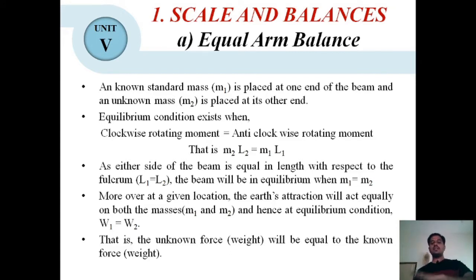In order to make this beam in equilibrium, the pointer which we have attached at the fulcrum must show the value of 0. That means it has to be exactly in a vertical direction. Then only the beam is said to be in equilibrium. To bring the beam into equilibrium, the condition is that the clockwise rotating moment is equal to the anti-clockwise rotating moment. So that is M1 L1 is equal to M2 L2.